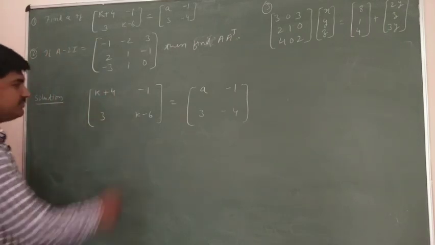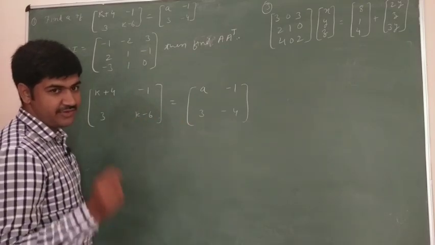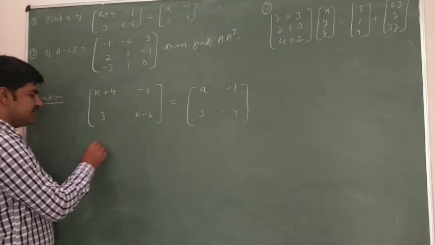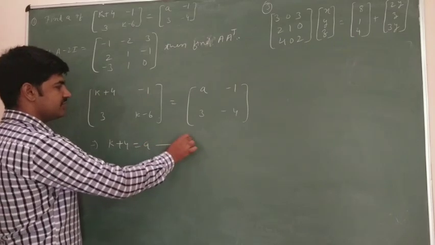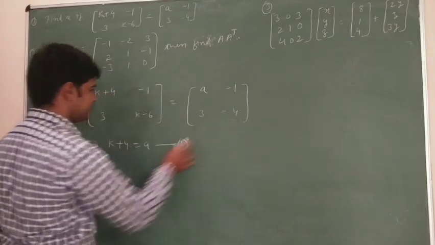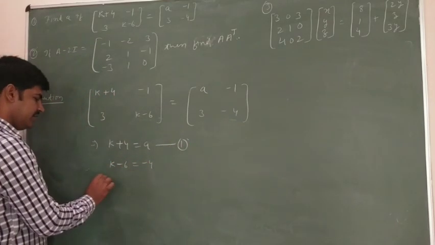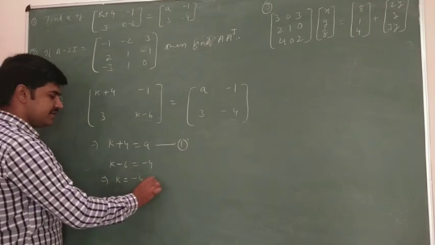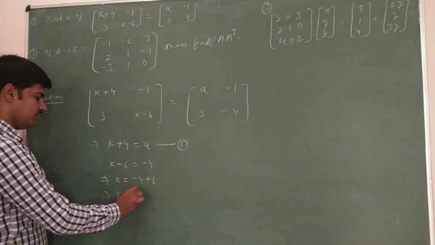So dear students, if two matrices are equal, their corresponding elements are equal. This is the fact we have to keep in our mind. First of all, we write, this implies that K plus 4 is equal to A. This is equation number 1. And the second thing, K minus 6 is equal to minus 4, which can be written as K is equal to minus 4 plus 6, so K is equal to 2.